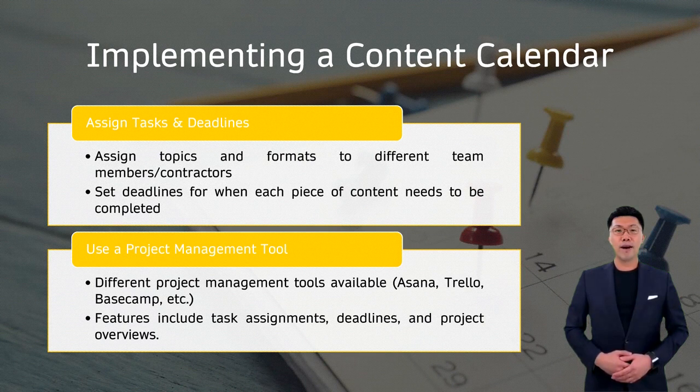Next step is use a project management tool. A project management tool can help you to keep track of progress, assign tasks, and stay organized. There are many different project management tools available, such as Asana, Trello, and Basecamp, which offer features like task assignments, deadlines, and project overviews. By using a project management tool, you can easily see what tasks are in progress, who is responsible for each task, and when tasks are due.